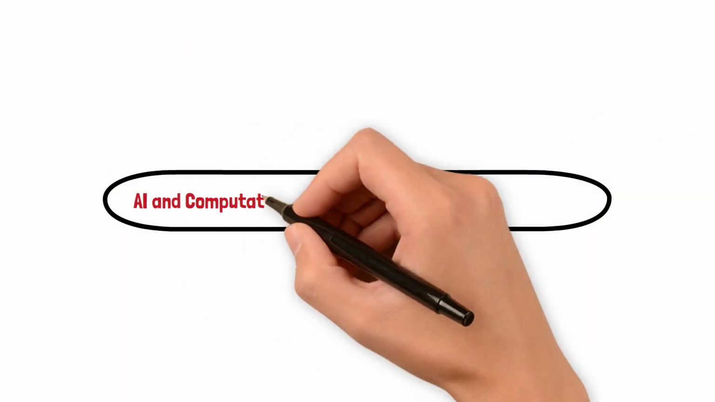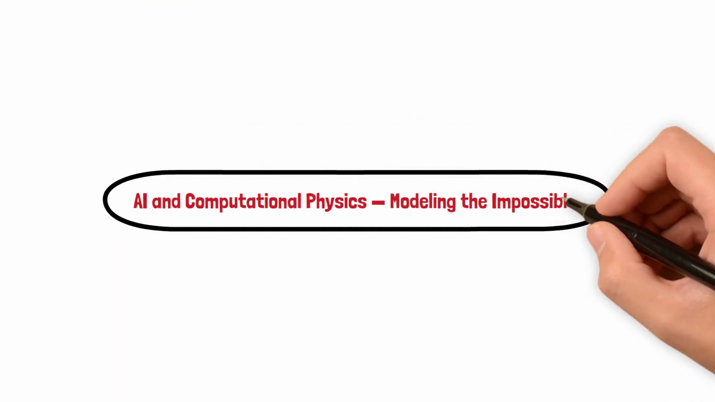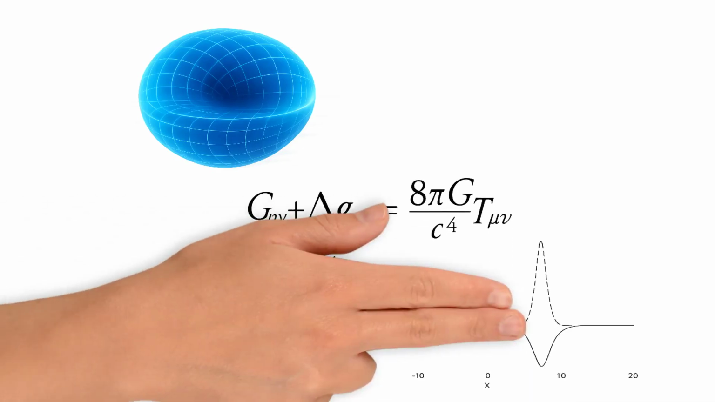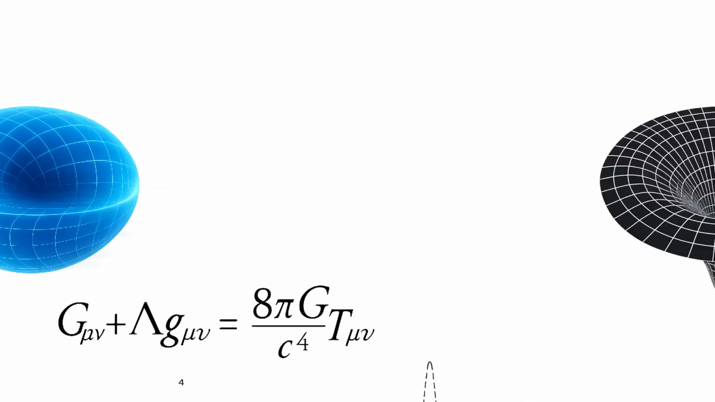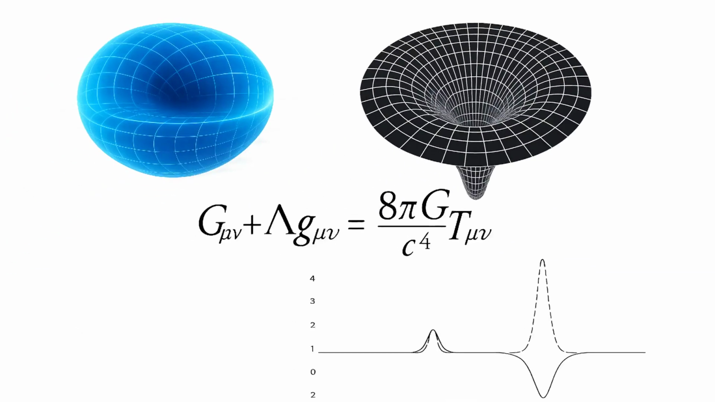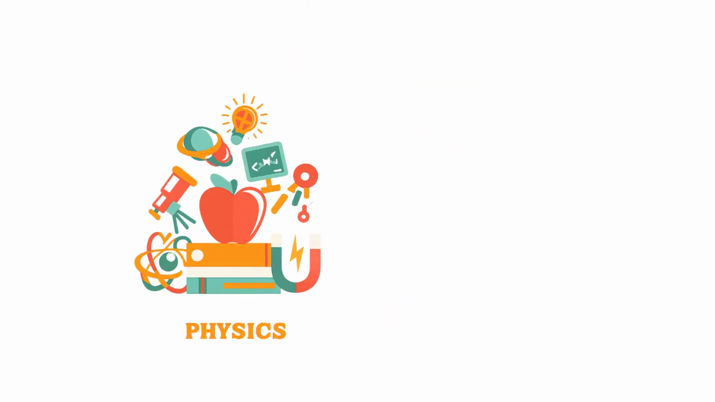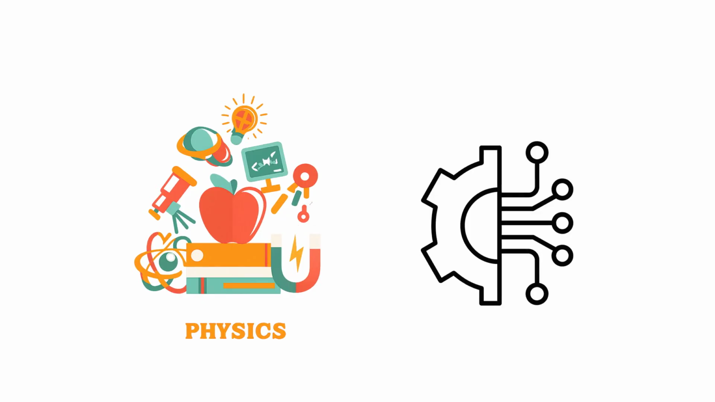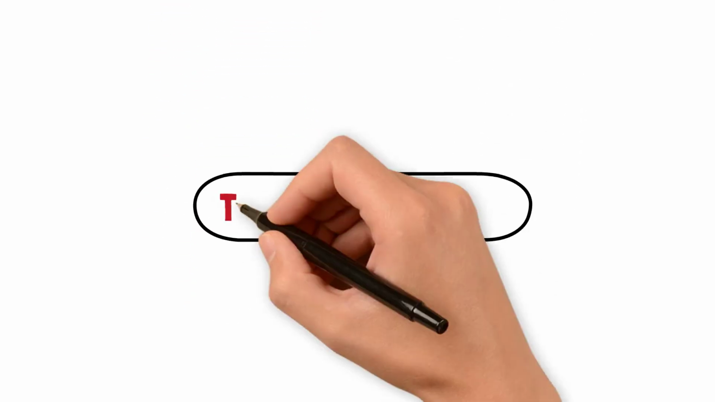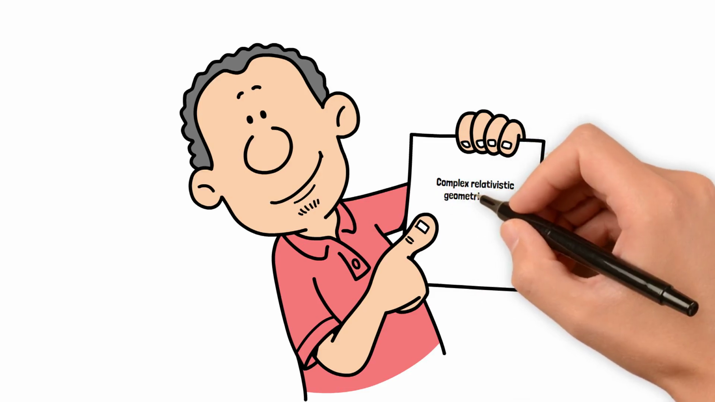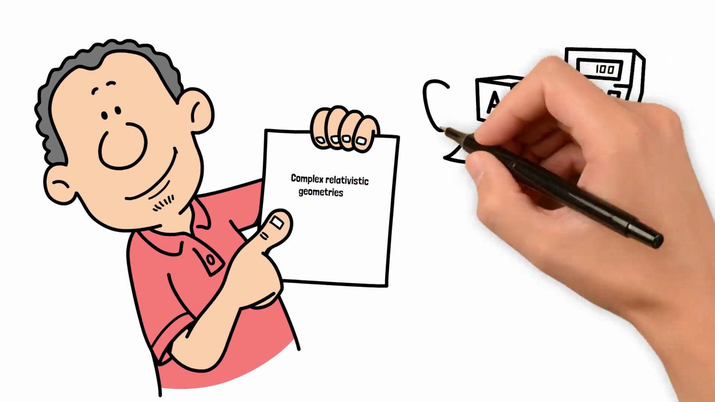AI and computational physics, modeling the impossible. Simulating a warp bubble is no trivial task. It involves solving Einstein's field equations, 10 interlinked nonlinear differential equations, in 4-dimensional curved space-time. AI, especially in the form of neural solvers and physics-informed machine learning models, is becoming a crucial partner in this effort. These systems can approximate complex relativistic geometries faster than traditional computation.